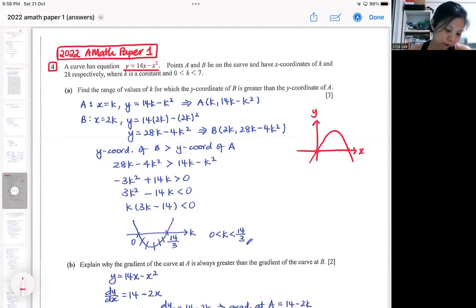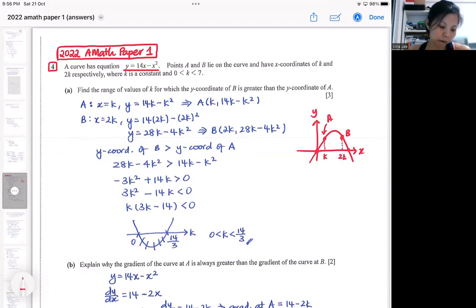So there's a point A and then there's a point B. Randomly you can just choose. So maybe this one is point A, where the x coordinate is k, and here the x coordinate is 2k. I'm just randomly putting a coordinate there. You are given that k is between 0 and 7.